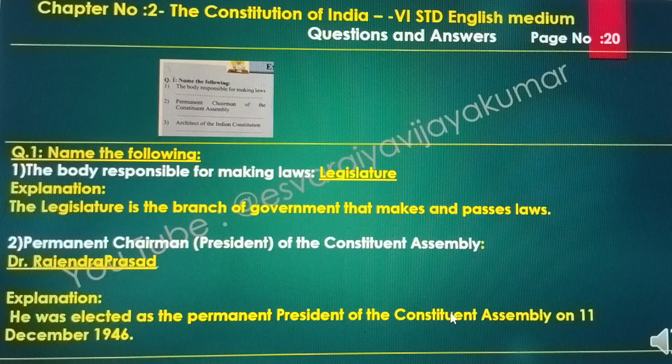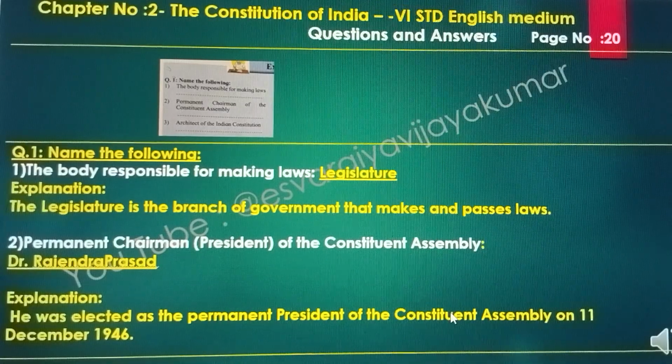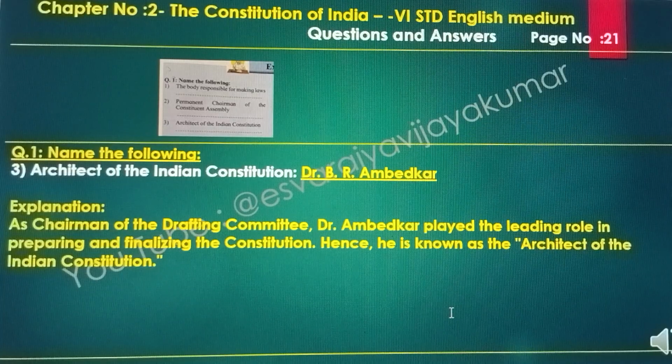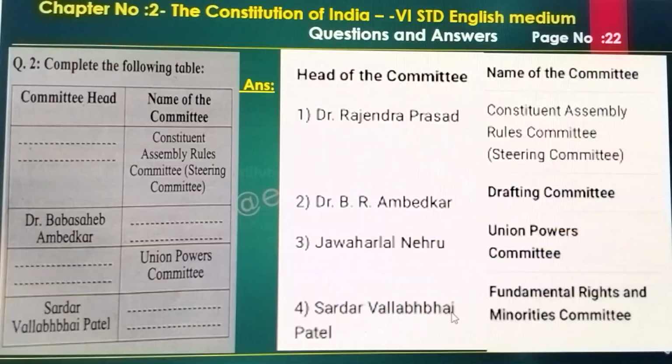Second one, the permanent chairman: President of the Constituent Assembly, Dr. Rajendra Prasad. Explanation: he was elected as the permanent president of the Constituent Assembly on 11th December 1946. Third one, the architect of the Indian Constitution: Dr. B.R. Ambedkar. Explanation: as chairman of the Drafting Committee, Dr. Ambedkar played the leading role in preparing and finalizing the Constitution. Hence, he is known as the architect of the Indian Constitution.